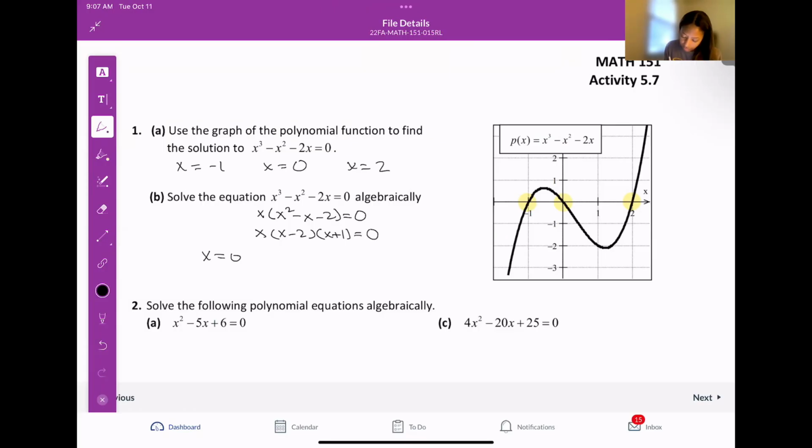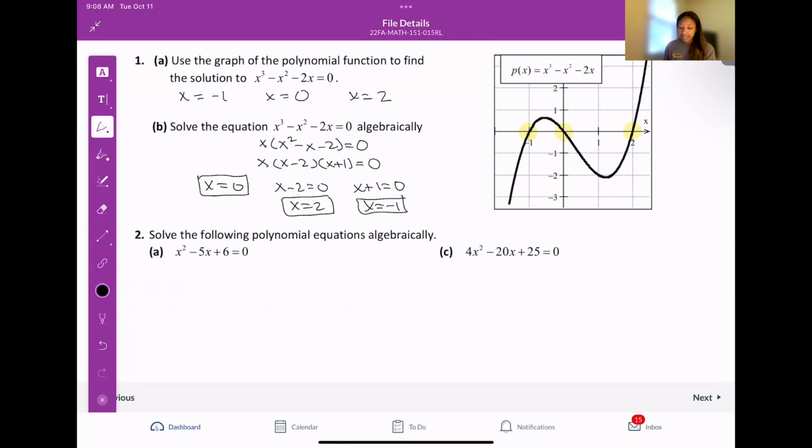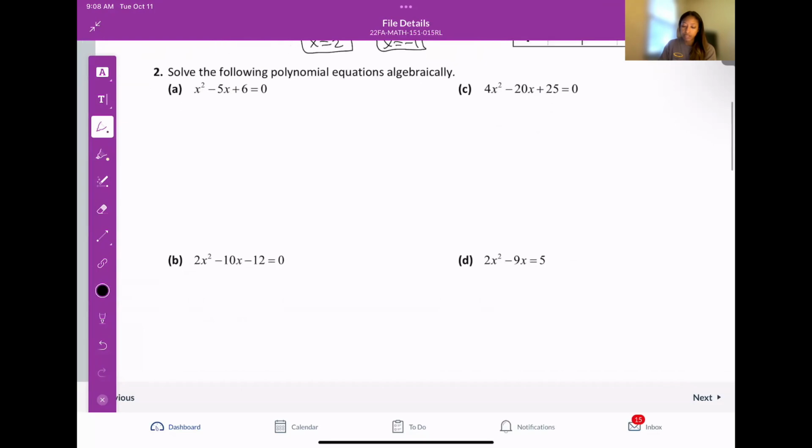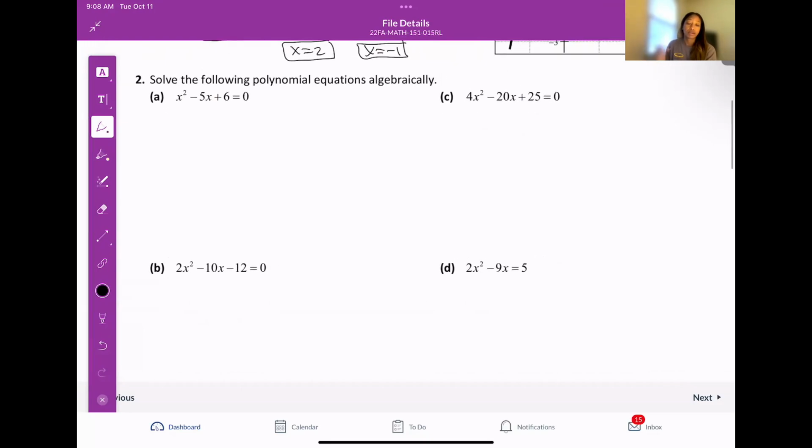And we set each factor equal to 0 and solve for x. x equals 0 is done. Then we get x equals 2 and x equals -1. And of course, it does match up with what we found from the graph. Then the next group of problems, there are 4 of them. We're just asked to solve these polynomial equations algebraically: put them in standard form, factor as much as possible, and then use the zero product property.